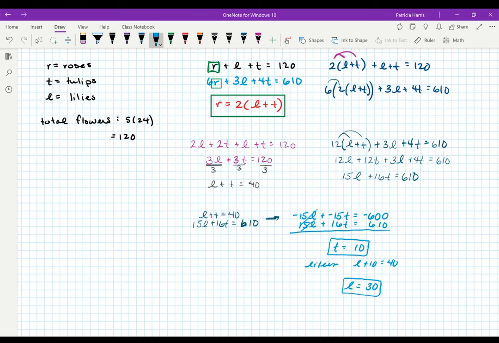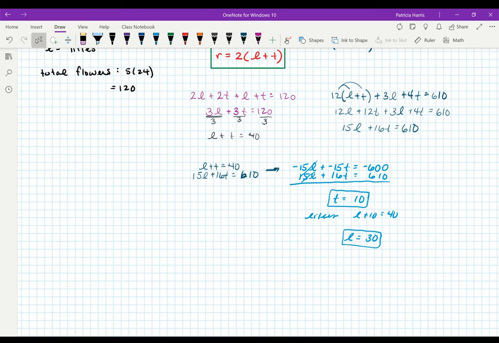Okay, now let's talk roses. Roses are 2 times the lilies plus the tulips. So 2 times 40, I need 80. So I need 80 roses, 30 lilies, and just 10 tulips total.